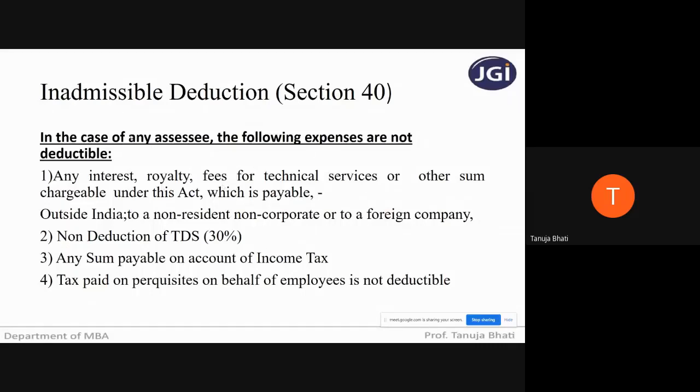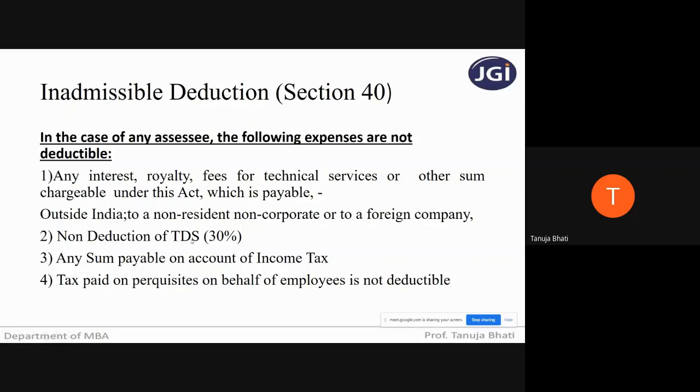So if such TDS is not paid, then this expenditure will be disallowed. Next, non-deduction of TDS, 30%. Every individual, see, TDS is a very big concept. TDS stands for tax deduction at source. So when any payment is being made, suppose I have to make a payment, I have to deduct a certain percentage of tax on it before I make the payment.